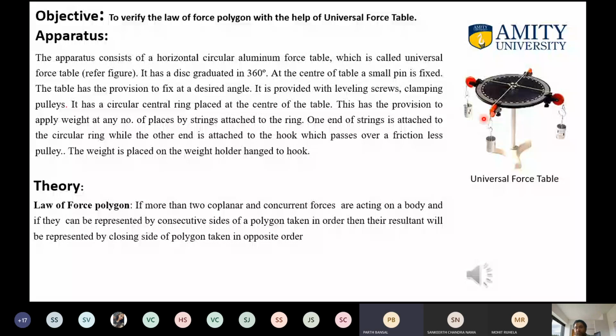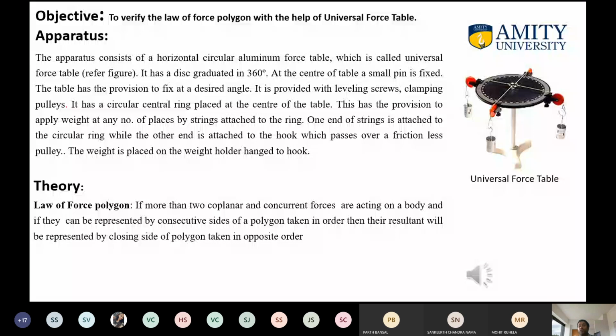Students, is it visible? Sir, it is visible. Visible to me, sir. Sir, it's not visible to me. Please check once again why it is not visible, because from my side it is okay.